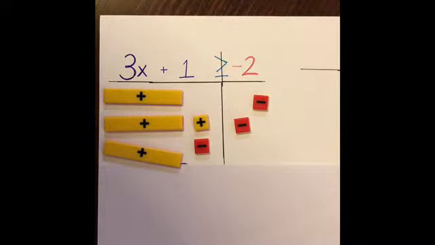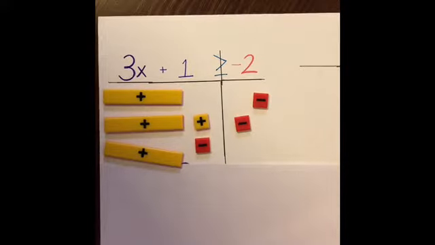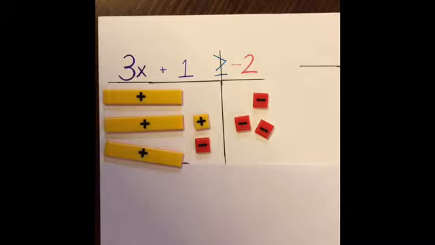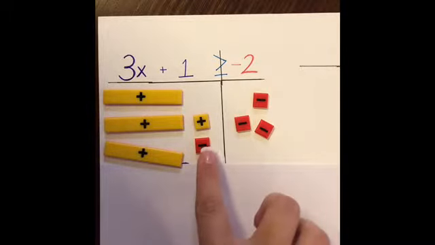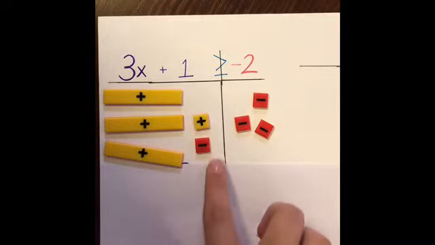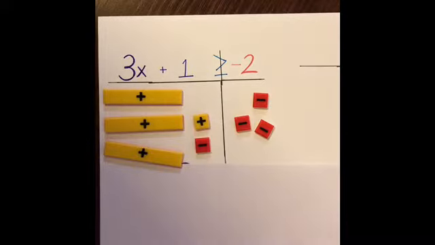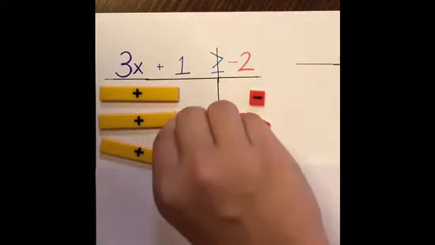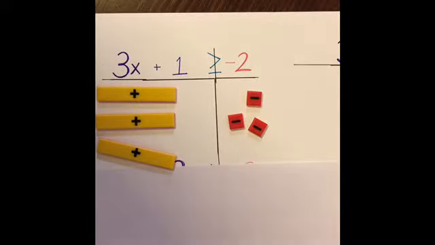Since what we do to one side, we must do the other, we are going to add 1 negative tile to the right side. On my left side, my 1 positive and my 1 negative tile form a 0 pair, and they will cancel each other out, leaving me with 3x on the left side.